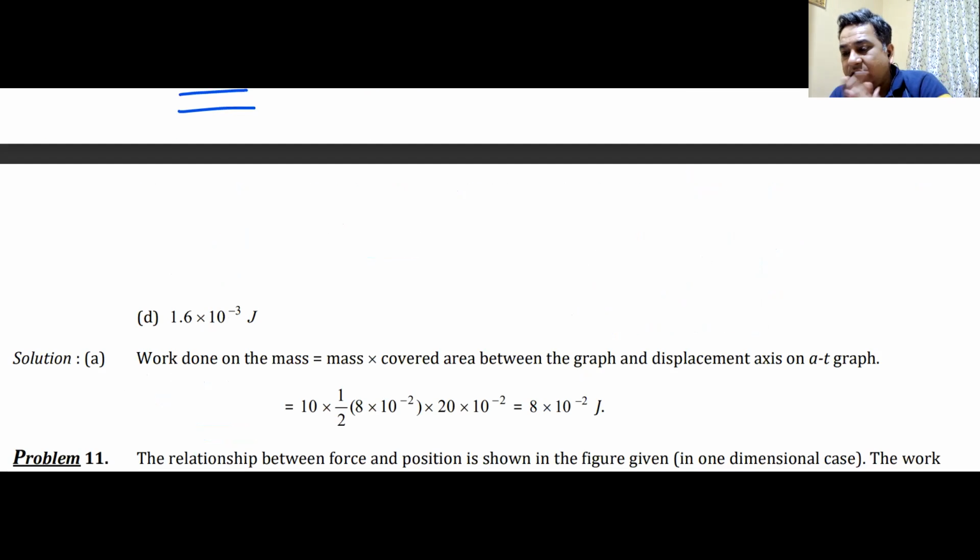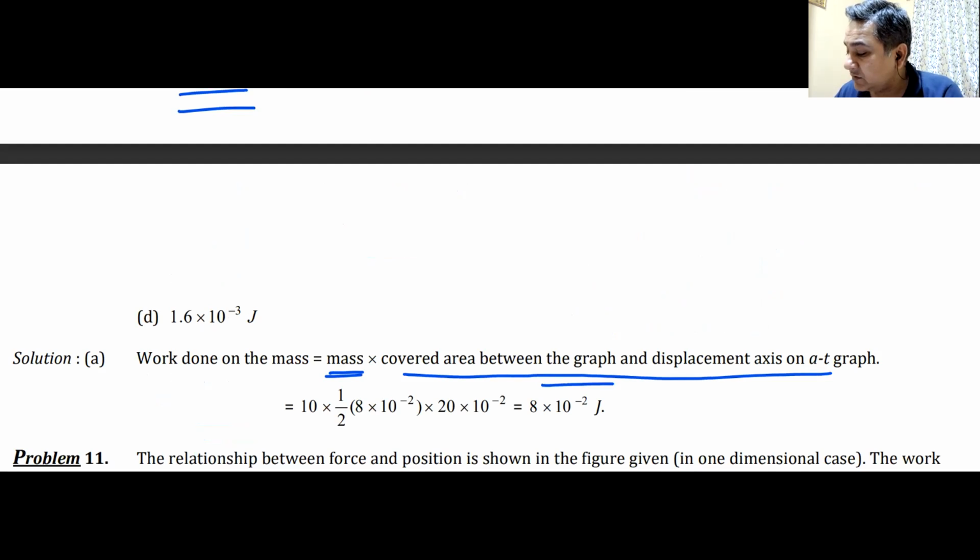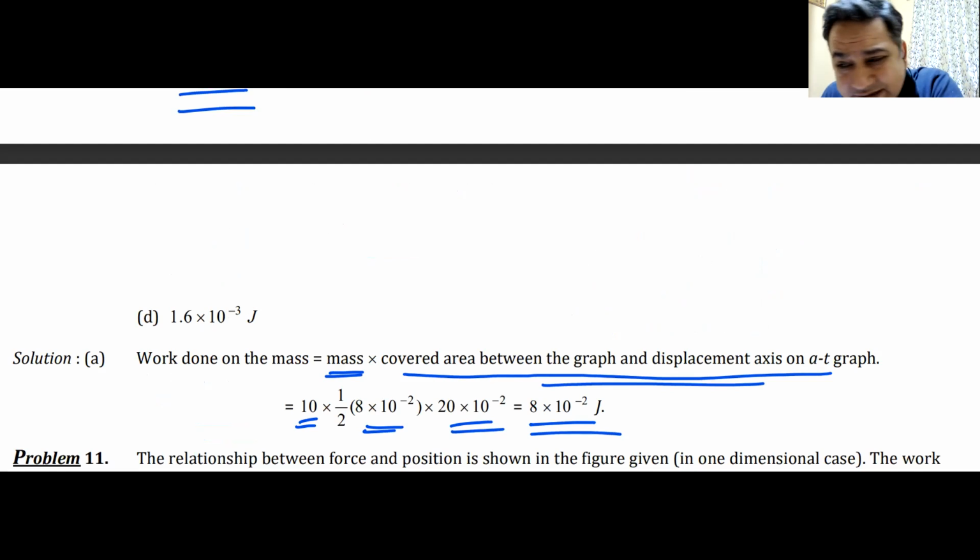Here is how it is solved. Work done on the mass: you multiply mass by the area under the acceleration displacement or acceleration position graph, half base into height multiplied by mass, and your answer is this much, 8 into 10 raised to the power minus 2 joules. Do you all understand this? Can I have some raised hands?